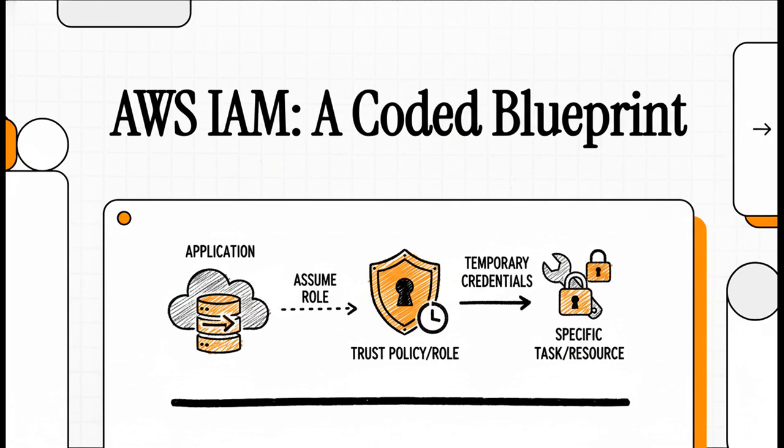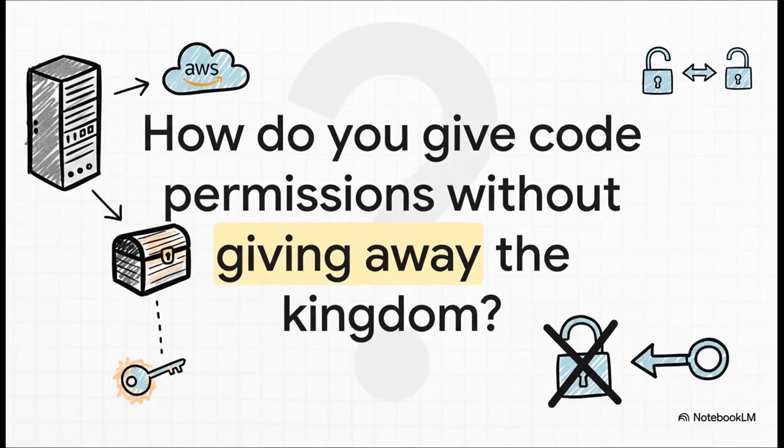So let's dive in. This is the big question, right? You're building an app. It needs to do stuff. Maybe read from an S3 bucket or write to a database. But just handing it a permanent, all-powerful key, that's a huge security risk. So how do we grant just enough power for just long enough and absolutely no more? That's exactly what we're going to solve today.